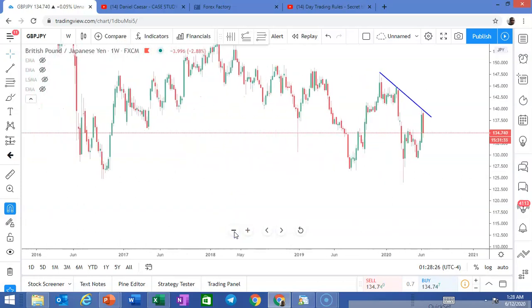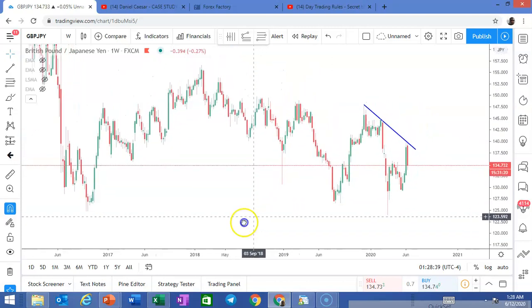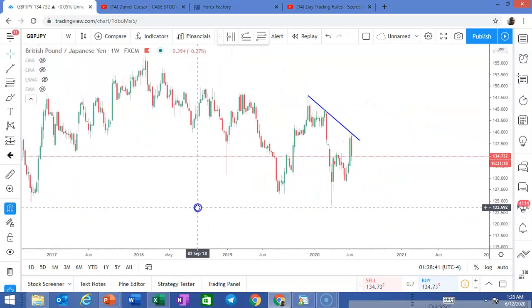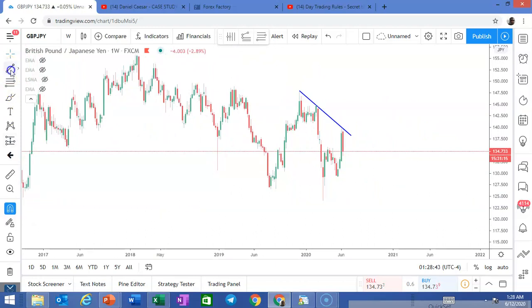Don't think we can find. I'm not sure I want to draw a channel on this. When was this? When did this dip? Oh, just in March. So I'll just do the descending trend line for now, I think. I think that's all I want to do.